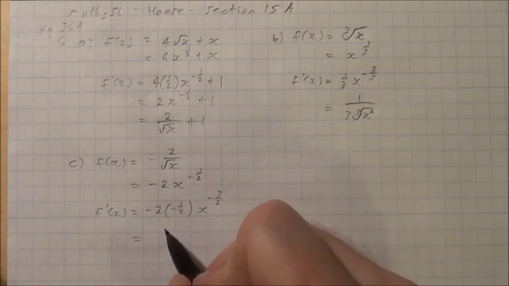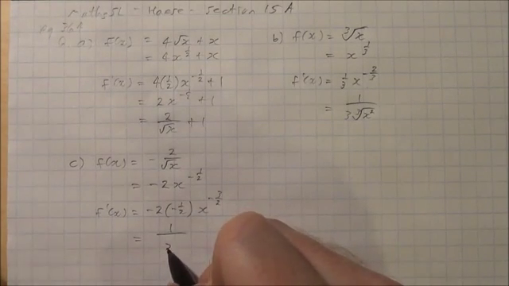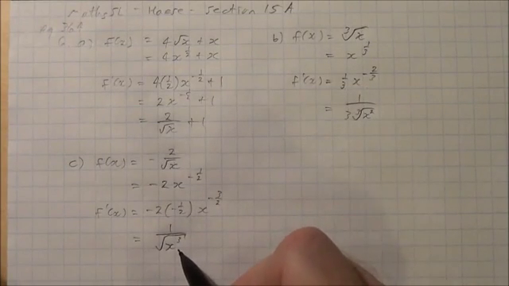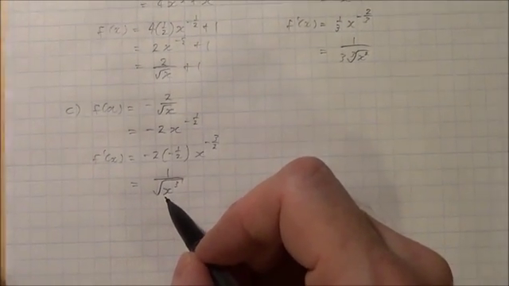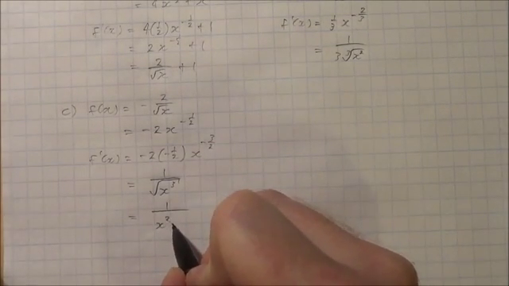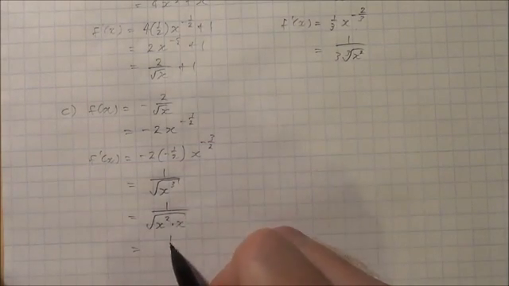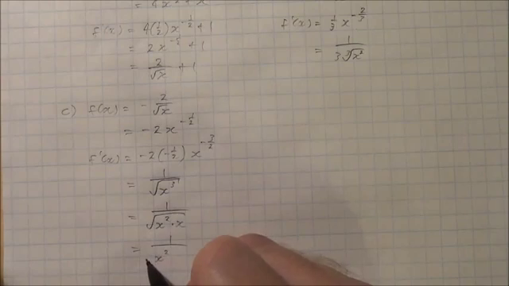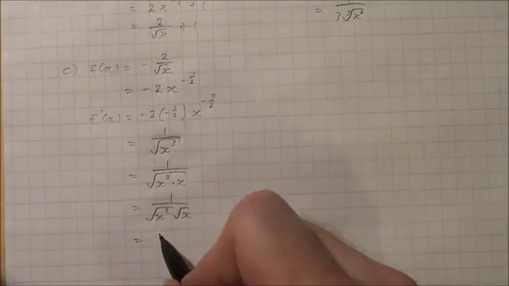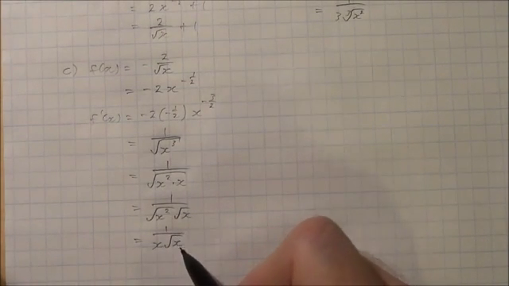So that just gives me 1 over the square root of x cubed. Now, x cubed can be written as x squared times x. So I get the square root of x squared times x, and that can be rewritten as the square root of x squared times root x, and the square root of x squared is just x, so that leaves me with 1 over x root x.